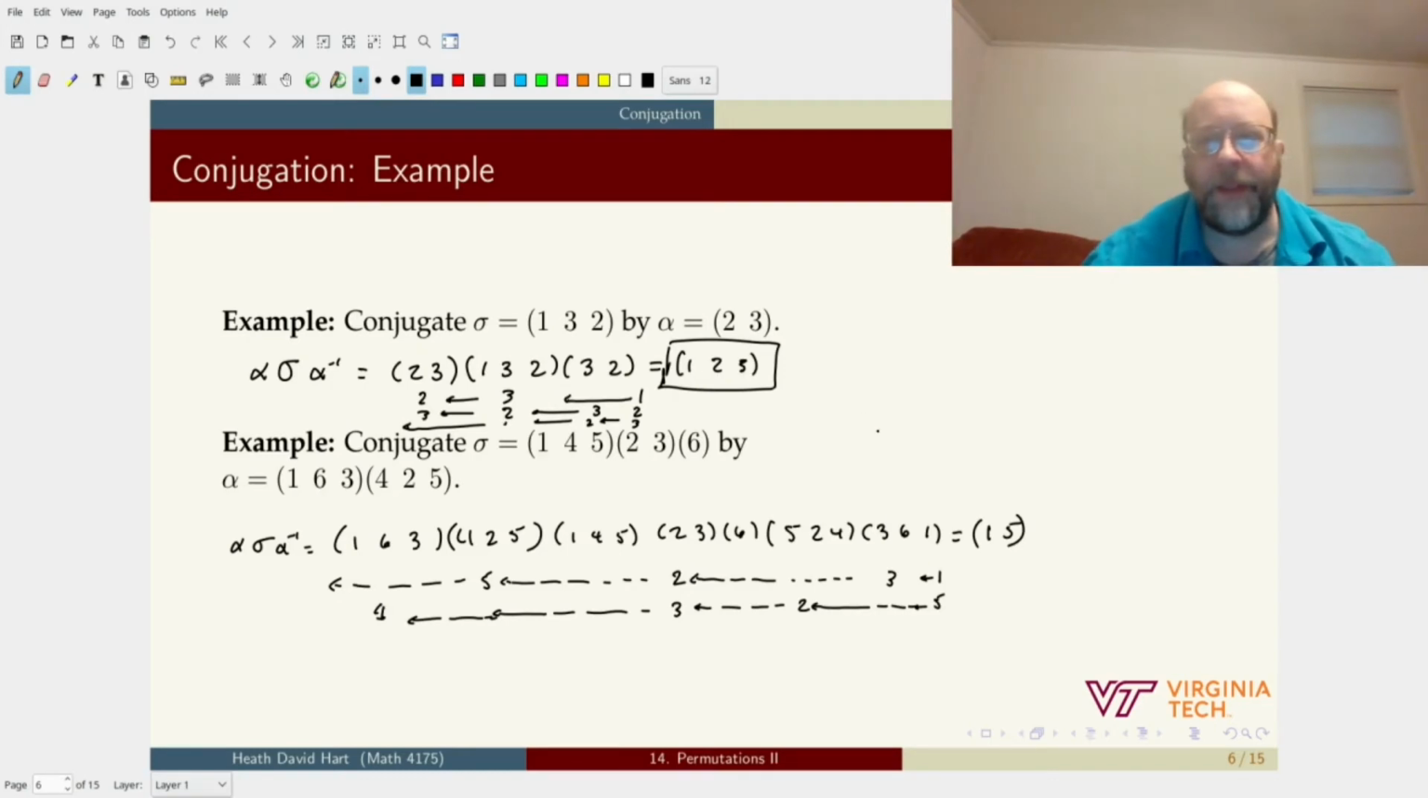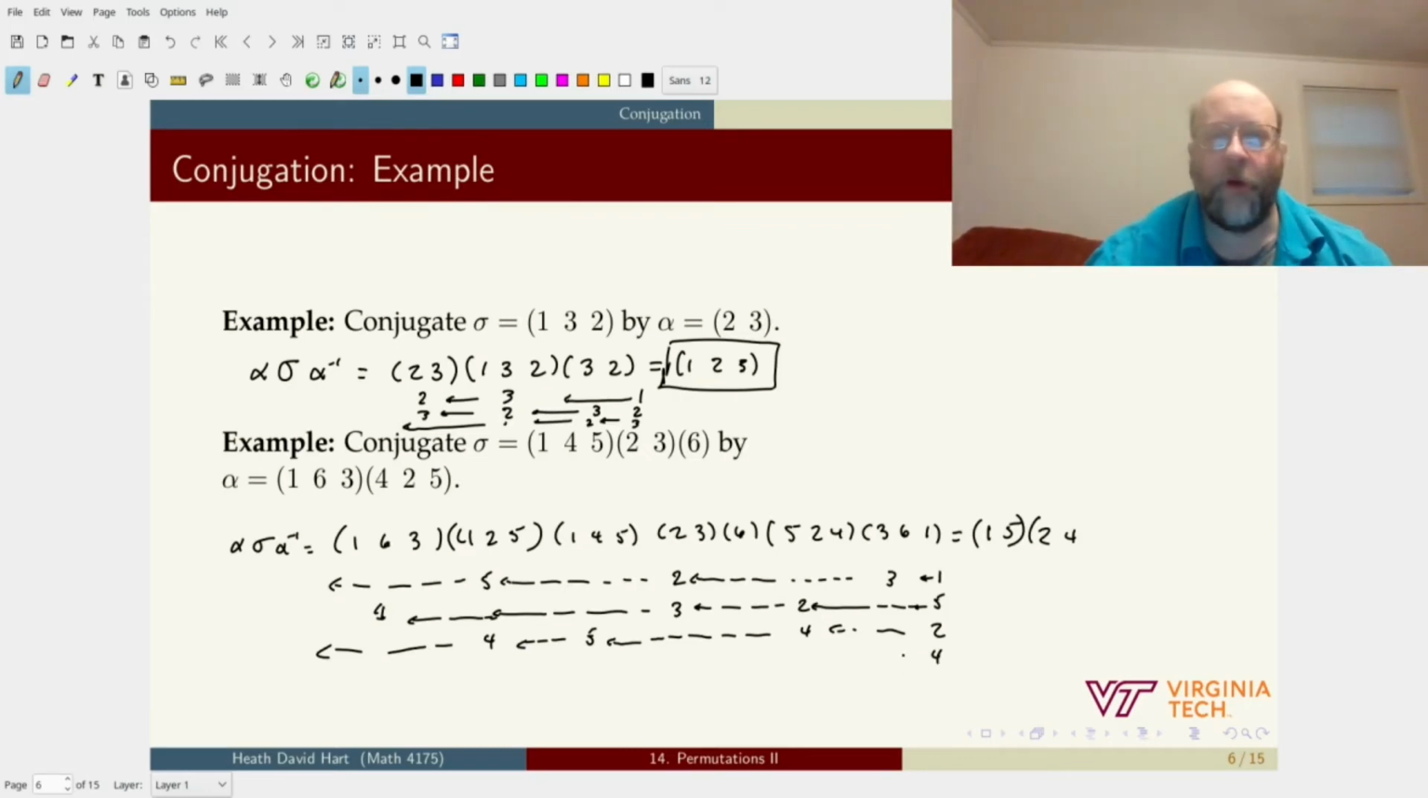So then let's look at the next element here. Let's look at a 2. Nothing happens to a 2 yet. (5 2 4) changes 2 to a 4. Now I'm looking for something that changes a 4. (1 4 5) changes it to a 5. (4 2 5) changes it back to a 4. And then nothing happens to the 4. So we get a 4.